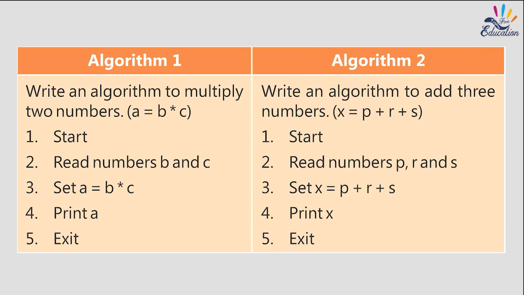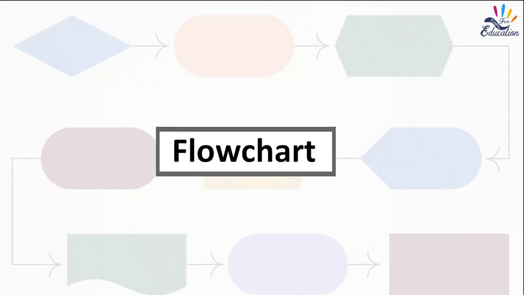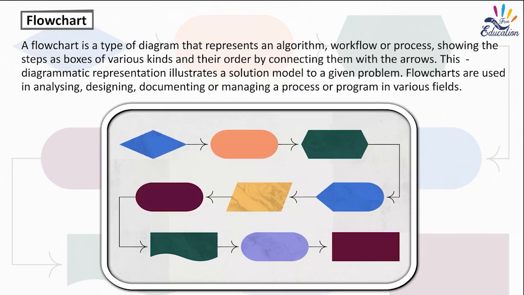Algorithm 2. Write an algorithm to add three numbers. X = P + R + S. Start. Read numbers P, R and S. Set X = P + R + S. Print X, exit.